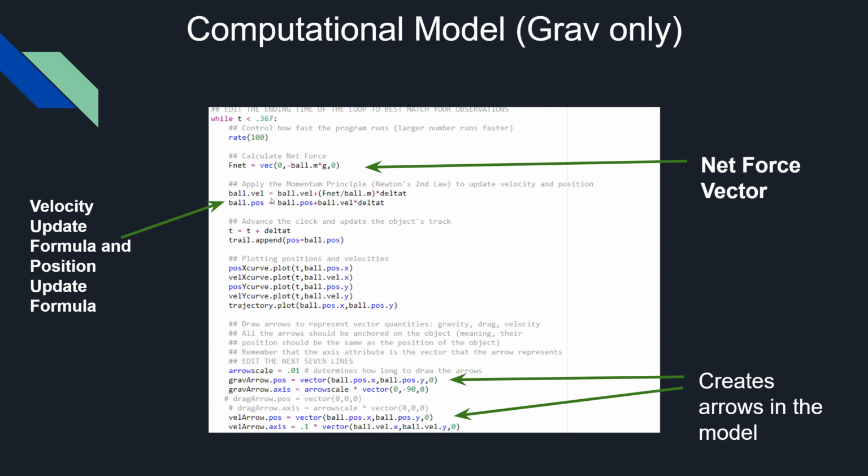I made the regular velocity update and position update formulas over here, according to the momentum principle. And then I created the arrows in the model that define the gravity and velocity. Notice over here I don't have arrows for drag because drag is not included in this model.